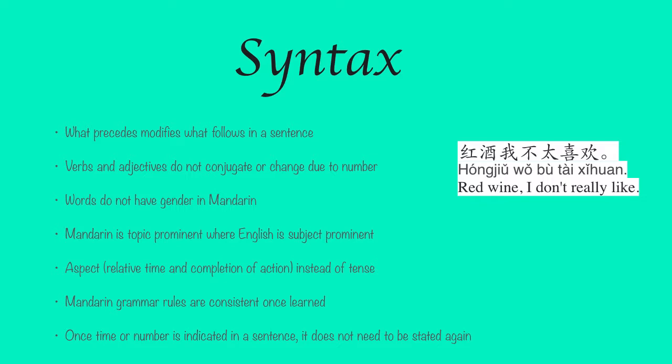Mandarin grammar rules are consistent once learned, meaning that you can grasp your grammar very quickly, and it can be applied to other things, and there's a strong chance that you will immediately have the right structure in doing it. Once time or number is indicated in a sentence, it does not need to be stated again, which again refers to aspect and the idea of, if you state that last year you went hiking or you went and saw the Great Wall of China, it would be known already what period it was in.